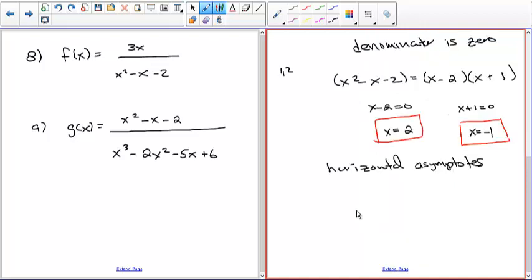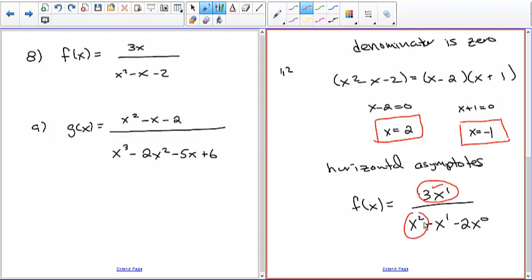So we look at f of x is 3x to the first power over x to the second power minus x to the first power minus 2 times x to the 0. I'm just putting those in there to show that this is the highest order term and this is the highest order term with its corresponding coefficients. Now, because the numerator is less than the denominator, under those circumstances, the horizontal asymptote is a line y equals 0.